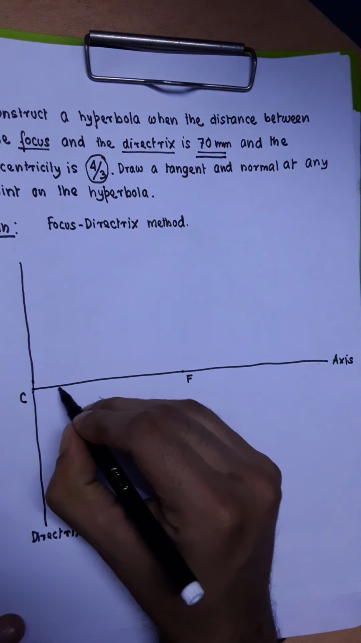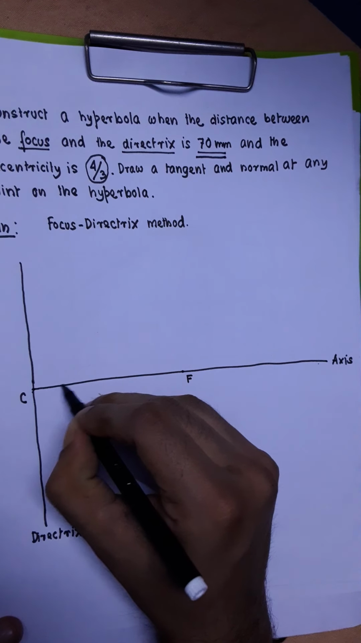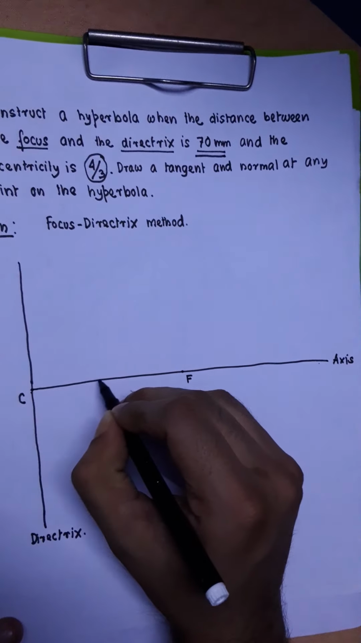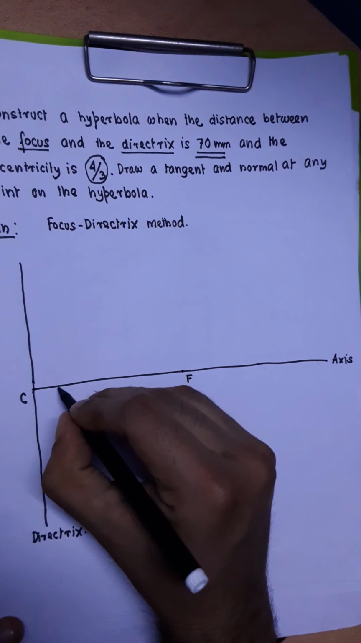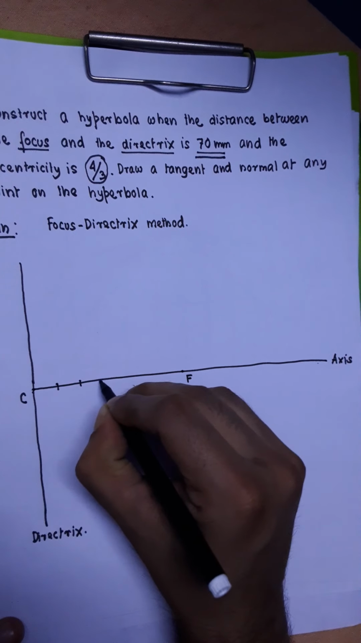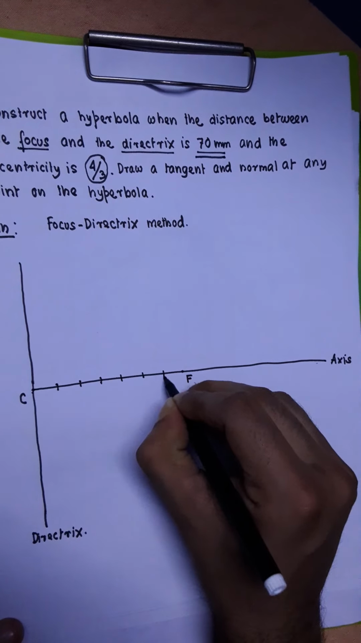Okay, so let us do that division. I am doing it by eye estimation, but you should do it by proper mathematical technique, that is by using your ruler and marking off equal distances of 10 millimeter 7 times. So 1, 2, 3, 4, 5, 6 and 7.